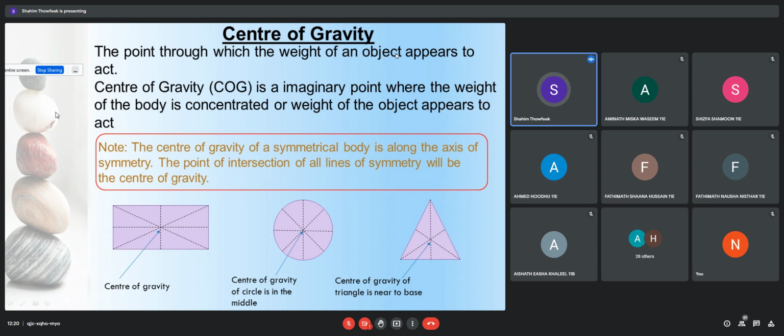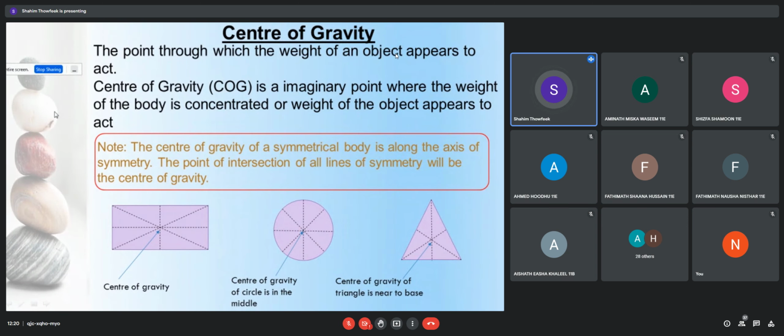The middle one, the circle: you can see the center of gravity of a circle is in the middle, exactly in the center. You can draw dotted lines showing the lines of symmetry. All the lines are intersecting at the middle, so that's where the weight is acting. You can imagine a circular plate or a solid sphere. The center of gravity of a solid sphere is exactly in the middle.